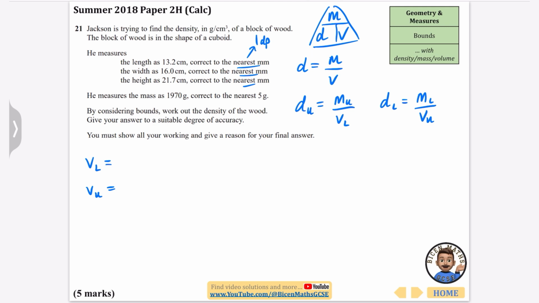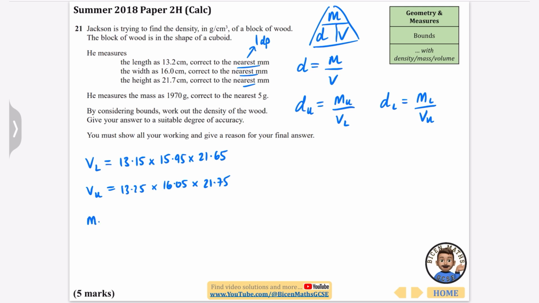So for the lower bound of the volume, it's going to be 13.15 multiplied by 15.95 multiplied by 21.65. Those are the lower bounds of all of these three things that we've got here. And then the upper bound would be our 13.25, our 16.05, and our 21.75. Notice how each time it's gone an extra 0.05 above and below for all of the numbers, and that's going to give me the upper and lower of these.